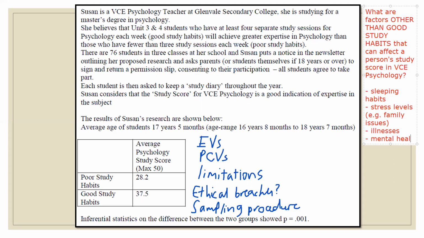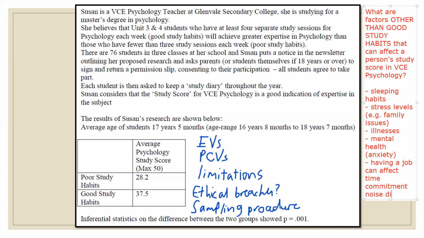Mental health issues in general, yeah, so things like anxiety, for example. Yeah, excellent. Some students have to work, so having a part-time job or a casual job can affect time commitment. If you don't have enough time to study, then obviously you're not going to be able to exercise or practice those good study habits.